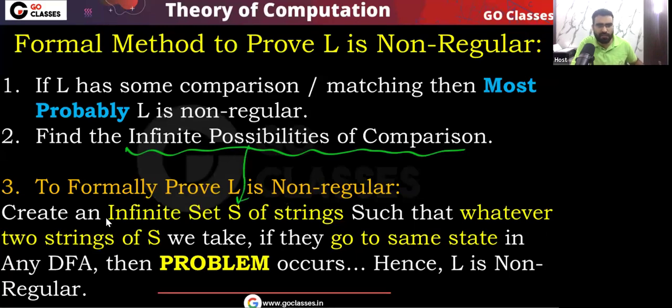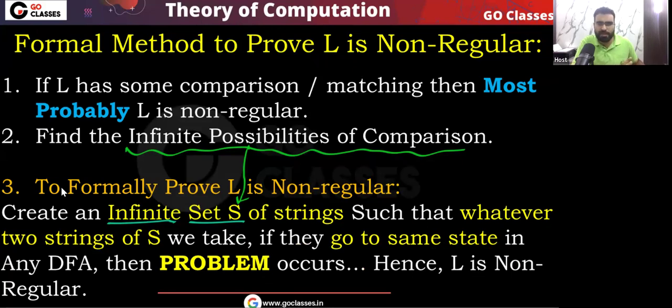Okay, we create this infinite set S. Remember, infinite set S we create. So very simple, we create an infinite set S of strings such that whatever two strings you take from this set S, if they go to the same state in any DFA, then a problem will happen. Hence, I can say that the language is non-regular. Yes or no? Okay, so this is the idea.